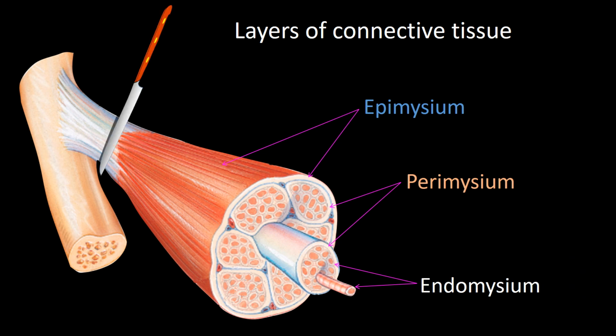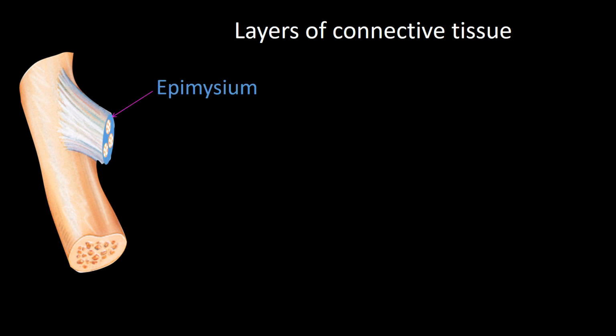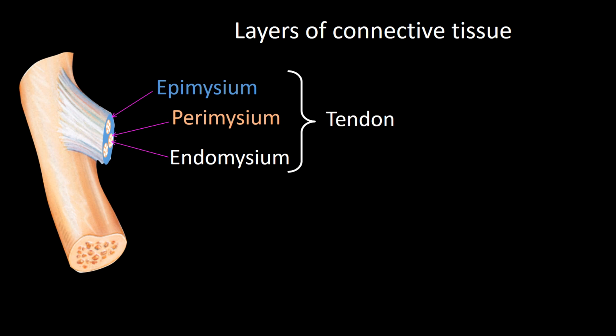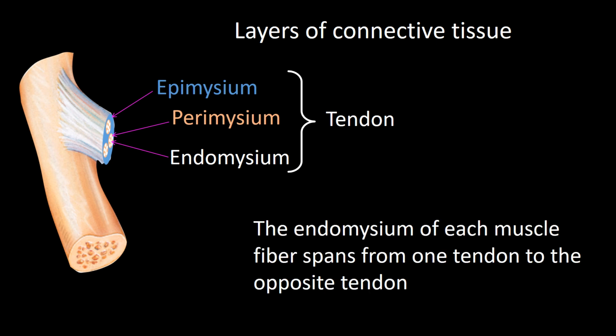Were we to cut close to the bone, as indicated here, we would see epimysium, perimysium, and endomysium. These tissues at this stage constitute the tendon. And the most important point I want to make with this figure is that the endomysium of each muscle fiber spans from one tendon to the opposite tendon, and therefore they are fundamental for the transmission of force produced by muscle to the bones.